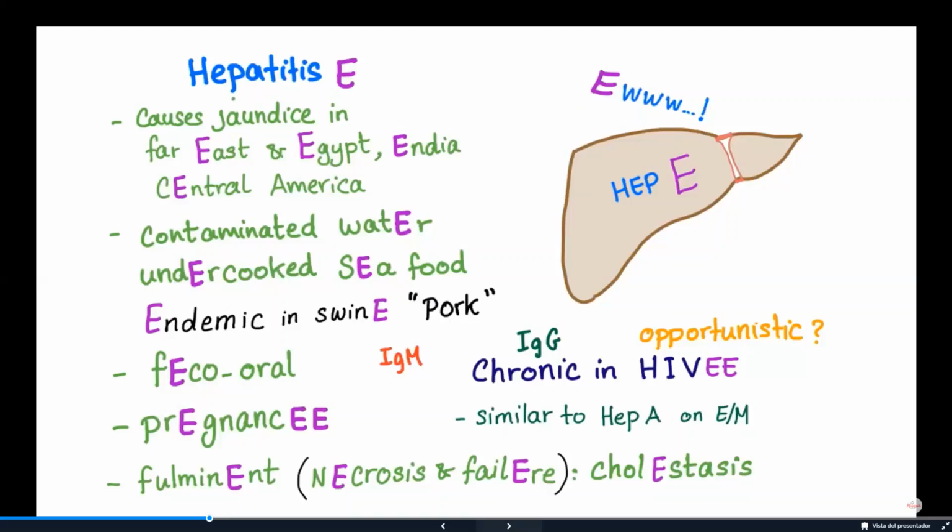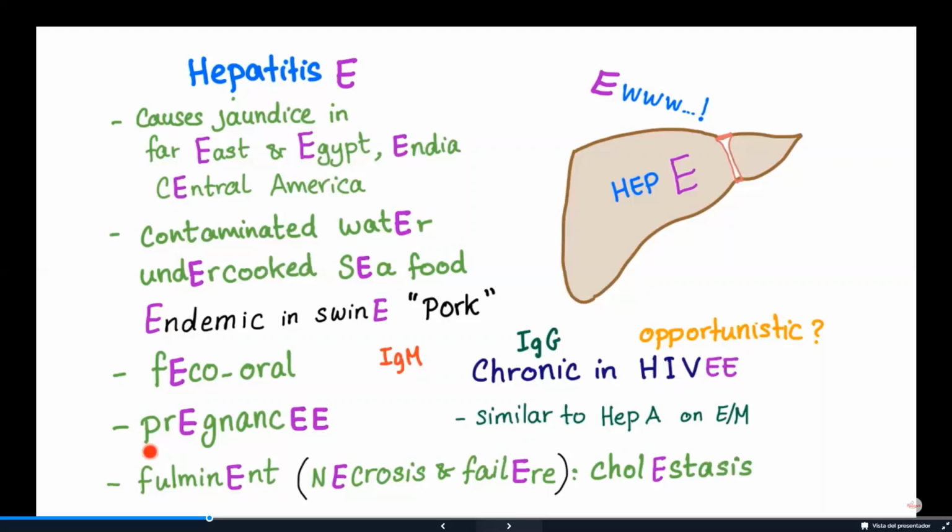Undercooked seafood. Sometimes some genotypes of Hep E are endemic in the swine. So undercooked pork can cause E hepatitis. So swine, pigs eat everything, including garbage and worms. So that's ew. No offense to pigs.